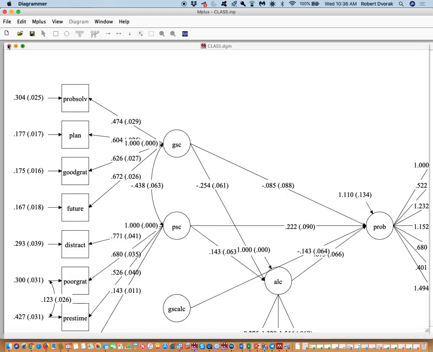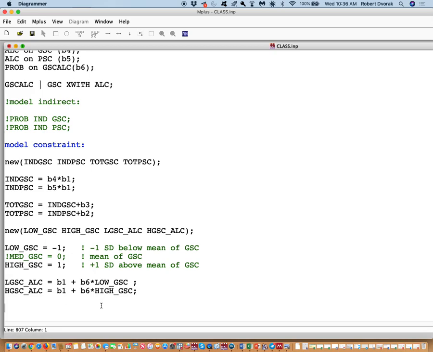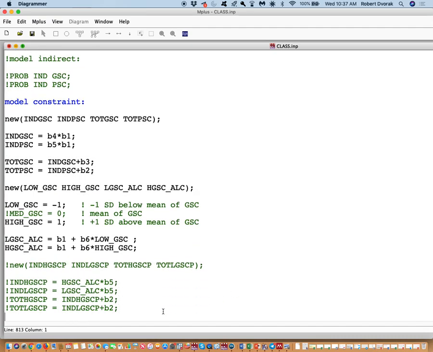All right, so let's come back here and finish up our last step. We're going to calculate the indirect effects of high good self-control on problems, the indirect effects of low good self-control to problems for PSC, and then the total effect of good self-control to problems via PSC, and the total effect here. All right, so let's have a look at these.